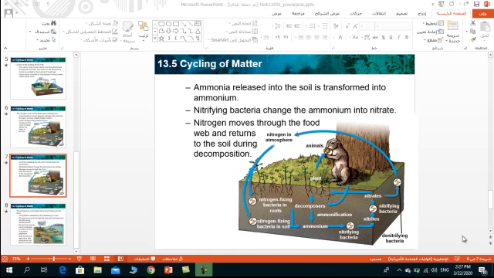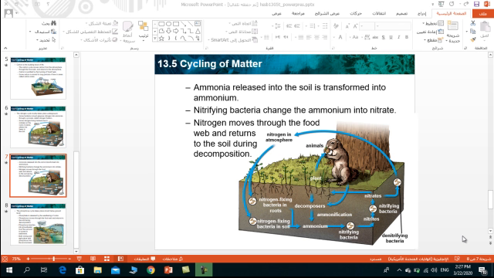Another cycle that we are going to talk about is the nitrogen cycle. As you know, 78% of the Earth's atmosphere is made up of nitrogen. However, most living organisms use this nitrogen in the form of ions, such as ammonium or nitrate. This takes place through certain types of bacteria that convert nitrogen gas into ammonium and nitrates through a process known as nitrogen fixation.